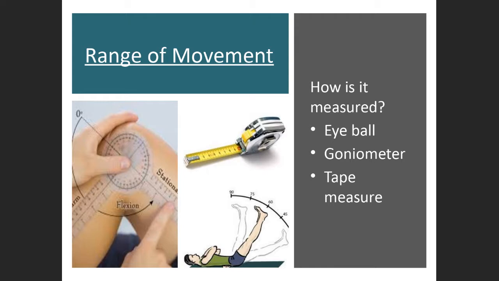So we've got these three different ways of doing it. We can just eyeball, have a look. Does left equal right? Are they roughly symmetrical? If not, we might investigate with either an outcome measure, such as a goniometer, or a tape measure. So they're the ways that we effectively make the subjective objective.